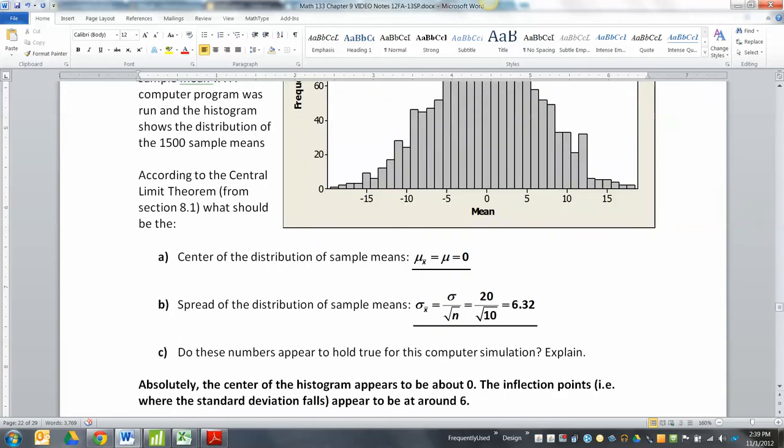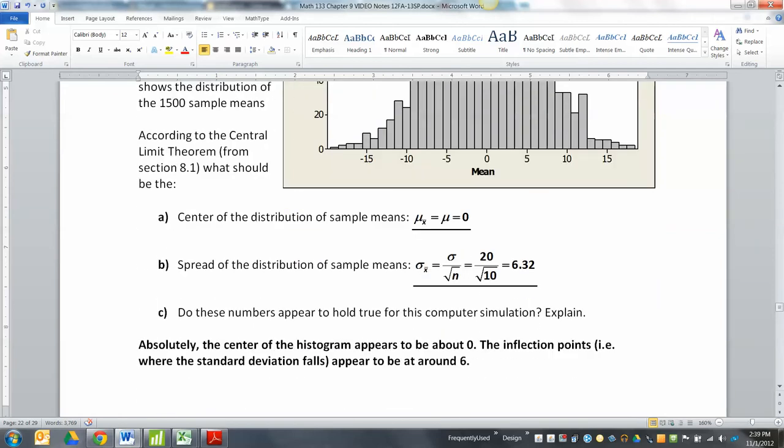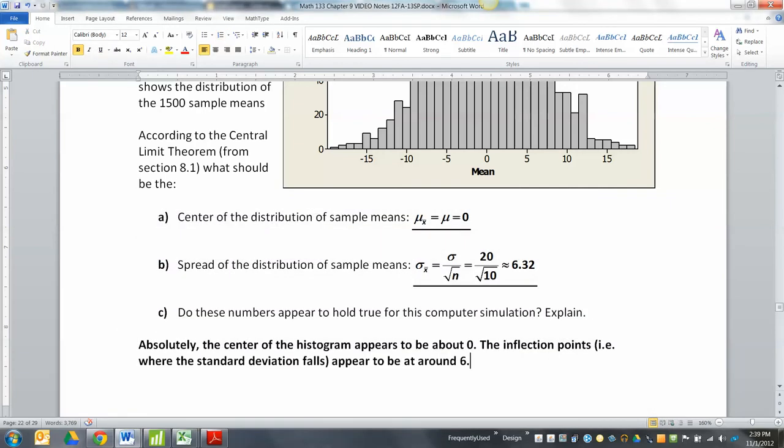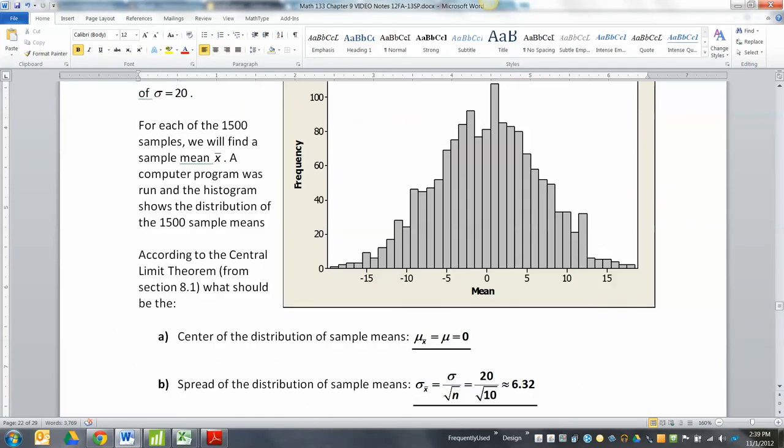All right, so how much does it shrink? Well, it depends on your sample size. Remember, the bigger the sample, the more it shrinks. So it's sigma over the square root of n, which is 20 over the square root of 10, which is about 6.32. I just found it with a calculator. Everybody sees why you need a calculator in this class that can do square roots, right? There you go.